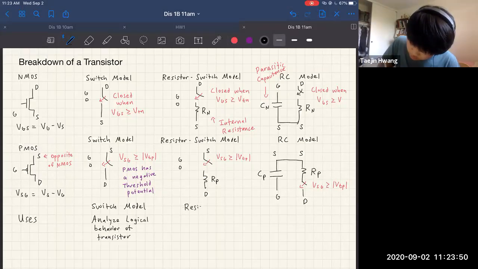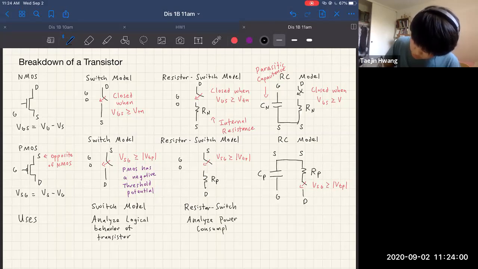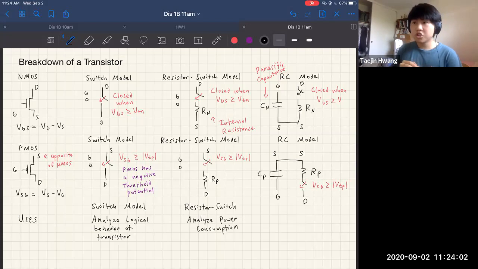The resistor switch model is really useful when you want to analyze power consumption. So when you switch these transistors on and off, they'll always consume some amount of power. So the resistor switch model is key for that.